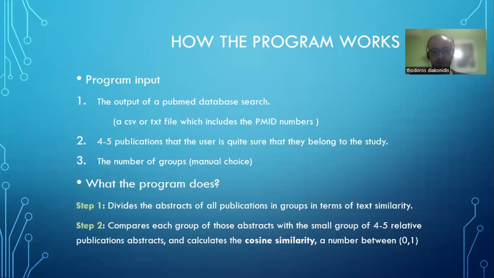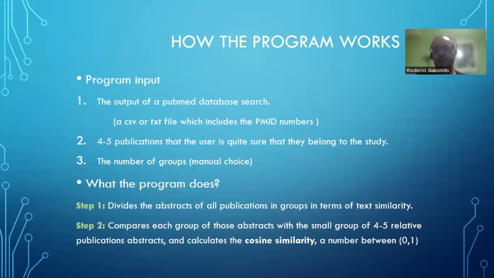So this is the first input, and the other input of the program is four or five publications, actually the PMID numbers of these publications, that the user is quite sure belong to his or her study. With these two, and the number of groups into which the user would like to divide the total number of publications at the beginning, we have the input for the program.